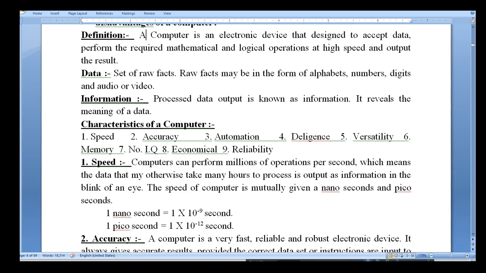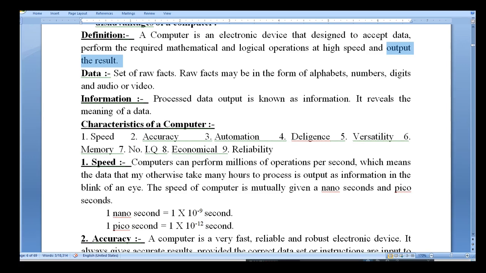So first of all, we should know what the definition of a computer is. A computer is basically an electronic device, meaning it contains a select list of electronic equipment like resistors, capacitors, CPU, transistors, etc. These accept the data. Whatever data is entered by the user through the keyboard, scanners or mouse is accepted, and then it performs the required mathematical and logical operations at high speed and returns the output, the result, to the user.